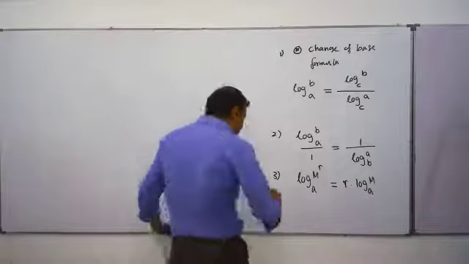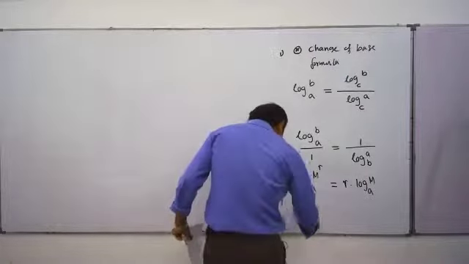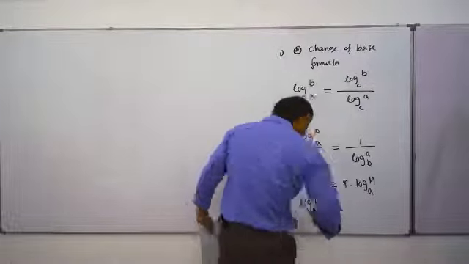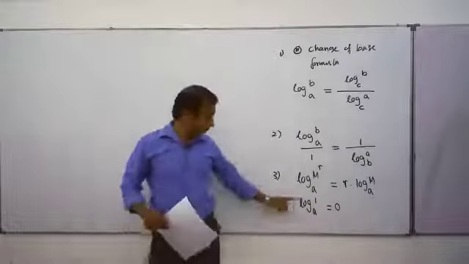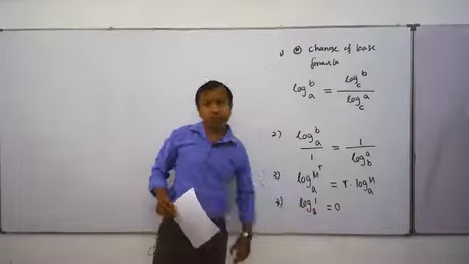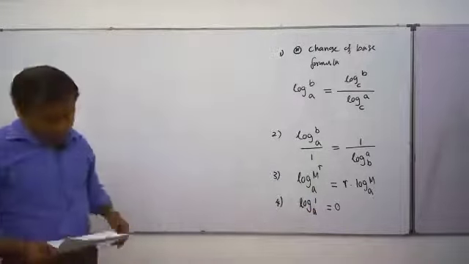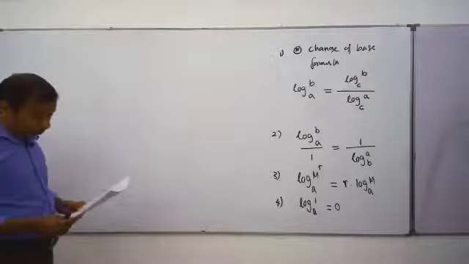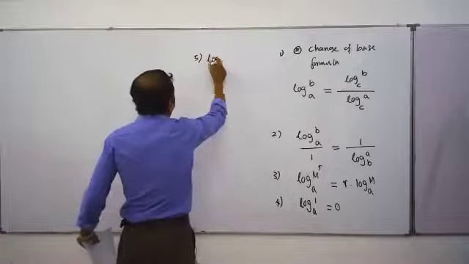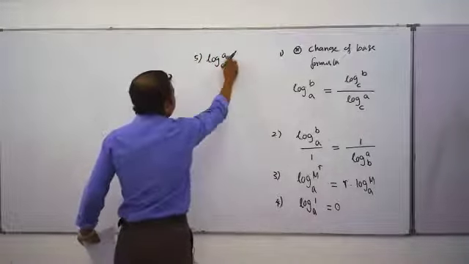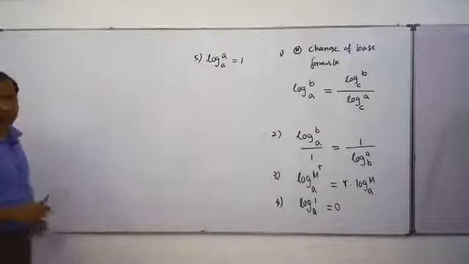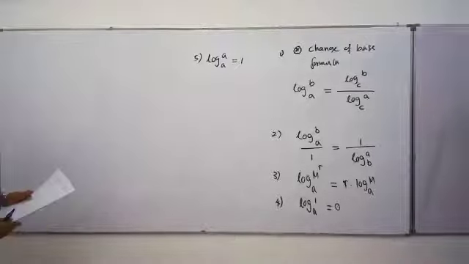The next one you have to remember: the logarithm of 1 to any base is 0. And the next one, the logarithm of a to the base a. When the base and the number are equal, the answer is 1.